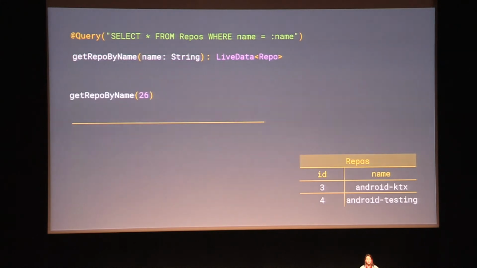Things are different when we're trying to get the repo by an ID that doesn't exist. For example, when we're trying to get the LiveData with ID 26. This doesn't exist, so LiveData will just return null. But in the case of the Flowable, because Flowables don't support null, nothing will happen. And then when the data for that specific value is added, it's going to be emitted automatically.